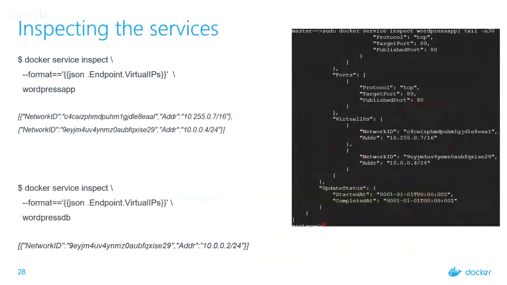You can inspect the services by filtering and inspection. This is the command to do it, and it will show you the underlying network it is on, or the VIP address. On the right hand side, you can see that the virtual IPs can be displayed through this service inspection command.